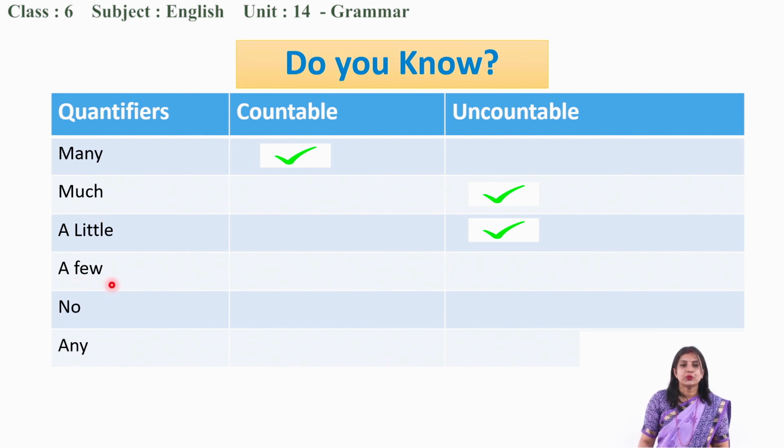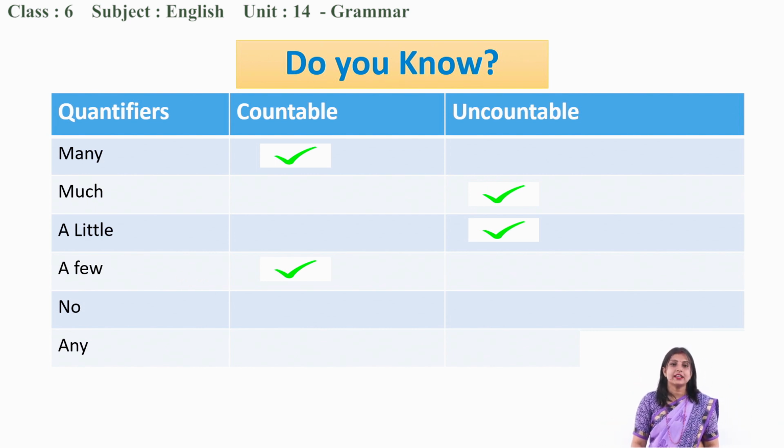Okay, the next one is a few. Any guesses? Where can we use a few? Very smart. Yes, we use a few with countable nouns. There were a few people in the room. There are a few teachers in the meeting. I have a few friends who love me. Of course, you have many friends, but only a few friends love me.